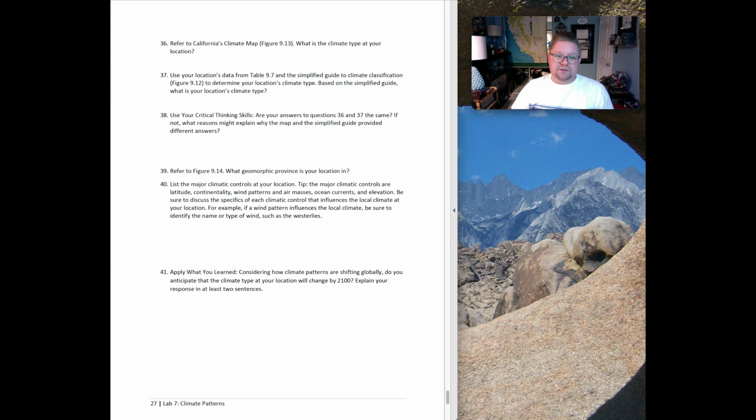Question 39 says, refer to the figure. What geomorphic province is your location in? And then question 40, list the major climate controls in your area. And then it gives you some helpful tips in order to do that. And then question 41 says, now let's apply what we've learned. Considering how climate patterns are shifting globally, do you anticipate that the climate pattern at your location will change by 2100? Explain why or why not in a couple sentences.